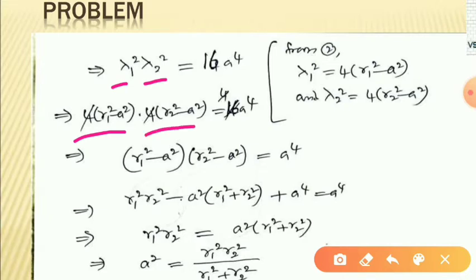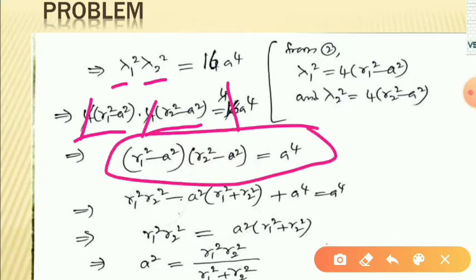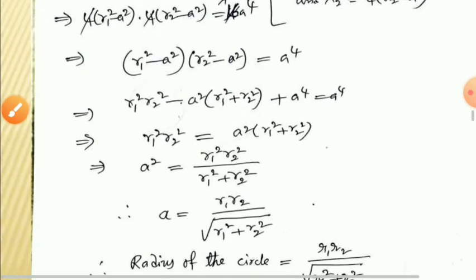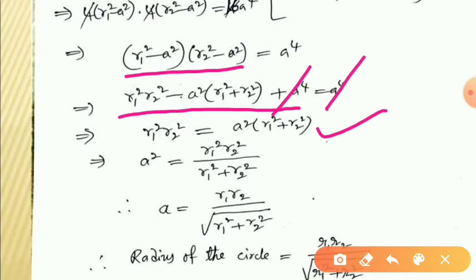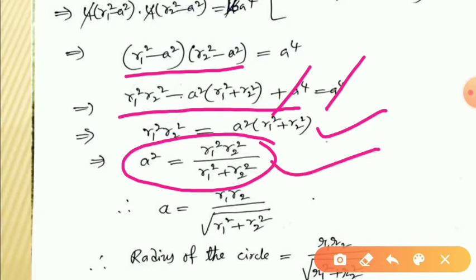Similarly λ2² = 4(r2² − a²). On cancellation, 4 into 4 is 16, it will be cancelled. You are left with (r1² − a²)(r2² − a²) = a⁴. On multiplication of this, on cancellation of a⁴ on both sides, and on simplification, this can be obtained: a² = r1²r2²/(r1² + r2²). So this is nothing but a = r1r2/√(r1² + r2²). So what is a here?